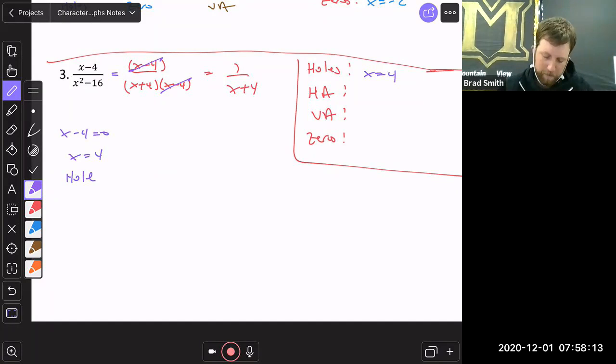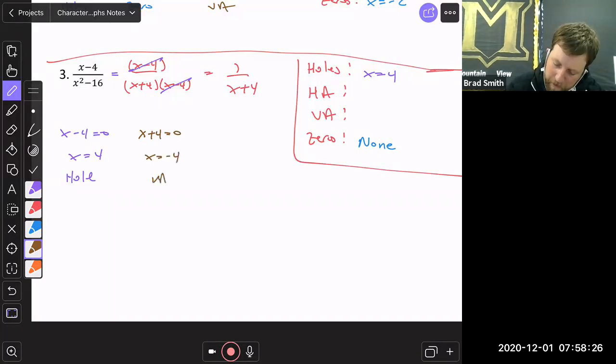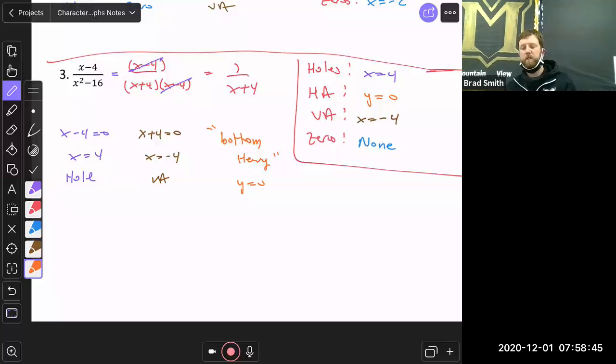Next, my numerator is my zeros. I have no zeros because there's no x up top. The bottom, I'm going to take my x plus 4, set equal to 0, so x equals negative 4. That's my vertical asymptote. And the last one, it's bottom heavy, so it's always y equals 0. Because the degree of the top is 0, the degree of the bottom is 1. So you become bottom heavy there because you got more x's on the bottom.